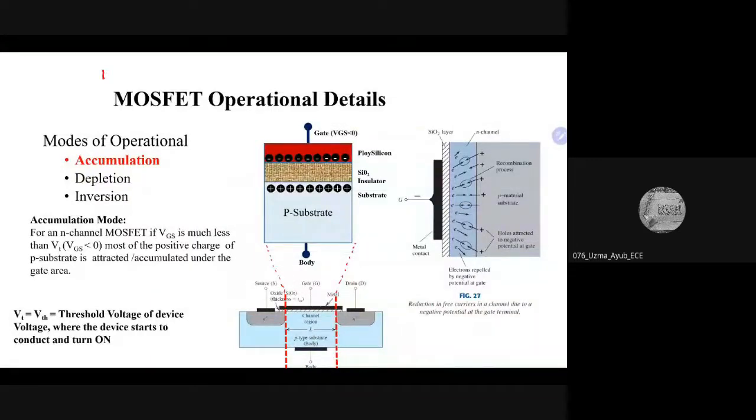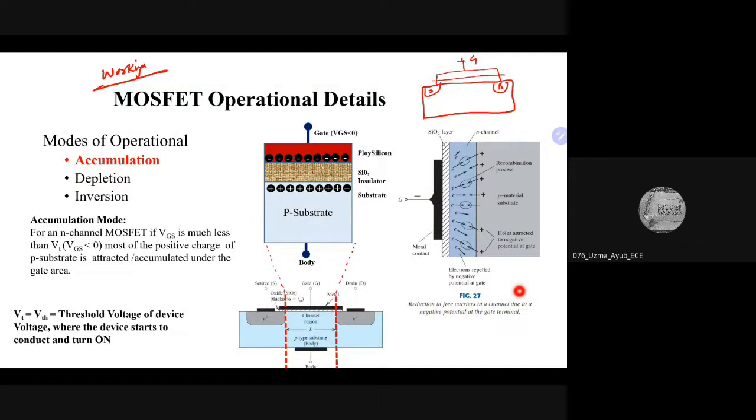Now see, working of MOSFET. How does it work? Its operation. There are generally three modes of operation in MOSFETs. Okay. First of all, first mode is known as accumulation mode. Accumulation mode. Now see, if you have a MOSFET like this is your source, this is your drain, and this is, for example, your gate.